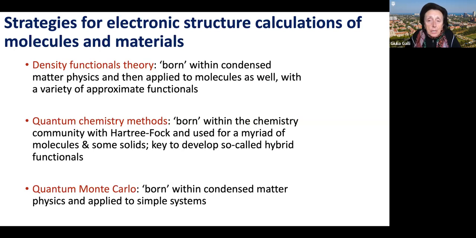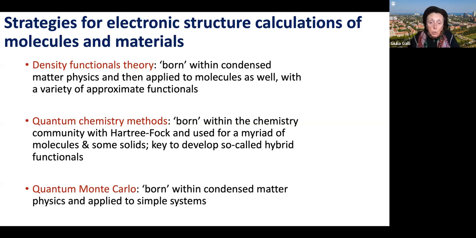The strategies that people have come up with, say, if we look at the last 60, 70 years or so, are density functional theory, which I think probably most of you, even if you're not in the field, have heard about. It was born within condensed matter physics. It was then also applied to molecules, and it's an exact theory which is only applied in approximate ways, because the functionals that it's based upon are unknown, and we need to approximate them.